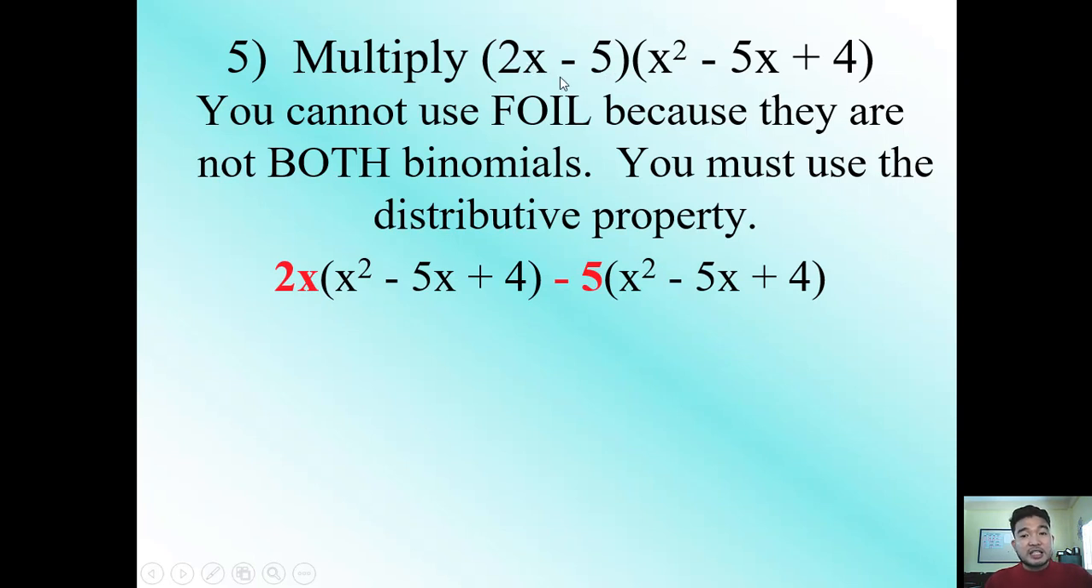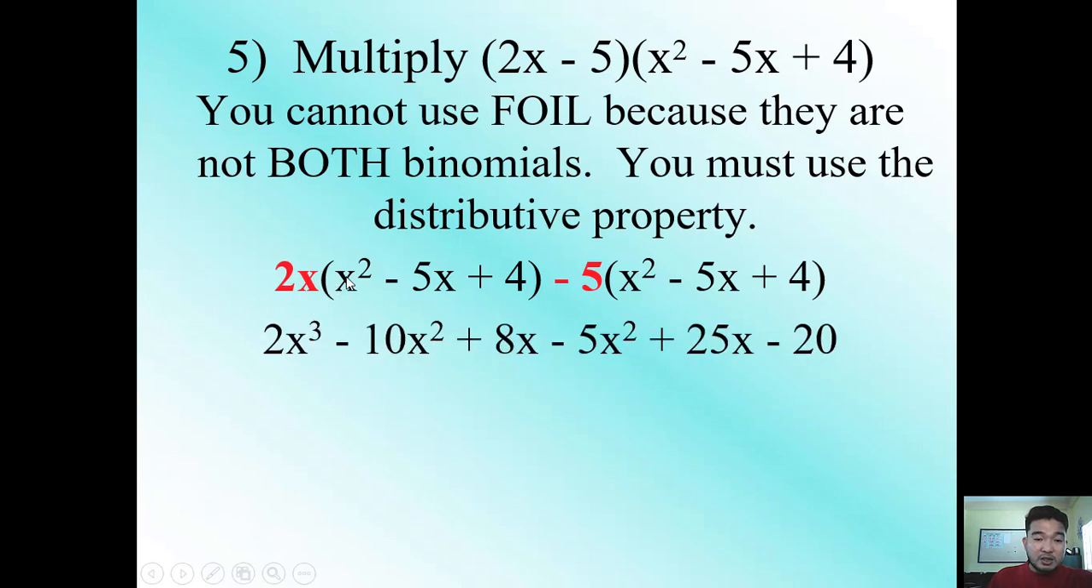So, that's 2x times x squared minus 5x plus 4. Ito yun. Minus 5 times x squared minus 5x plus 4. I-distribute natin yung first factor to the second factor. Then we multiply 2x times x squared is equal to 2x cubed. 2x times negative 5x is negative 10x squared. Then 2x times 4 is 8x. Negative 5 times x squared is negative 5x squared. Negative 5 times negative 5x is positive 25x. Negative 5 times positive 4 is negative 20.